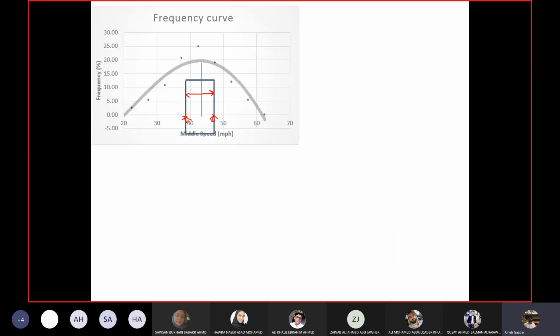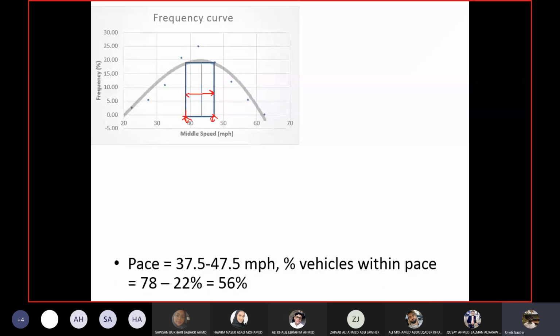Okay. So you can see the actual values here, 37.5 and 47.5. It's a pace range. The actual cumulative frequency for 47.5 is 78% and cumulative value for 37.5 is 22%. You take the difference, it is 56%. The percentage of drivers driving in the pace range for the previous example was 61%.